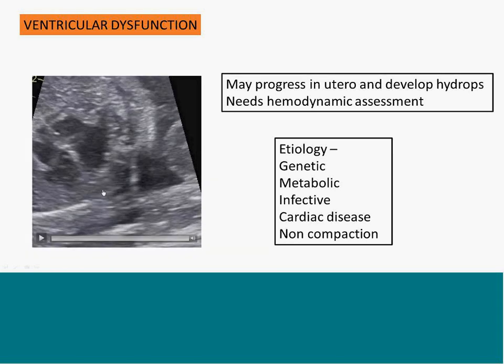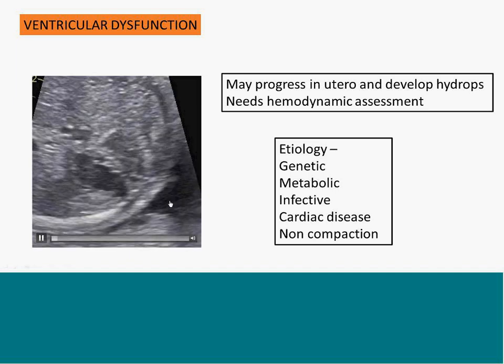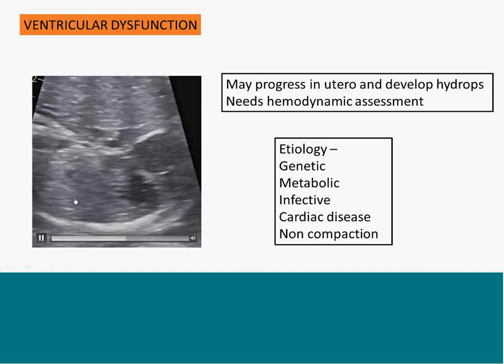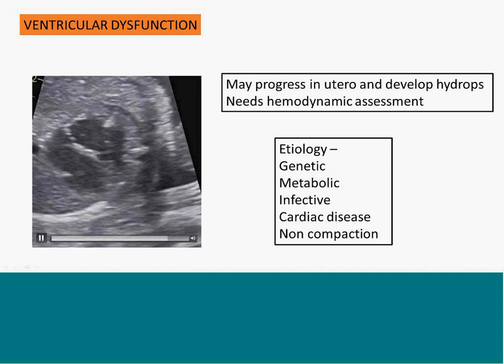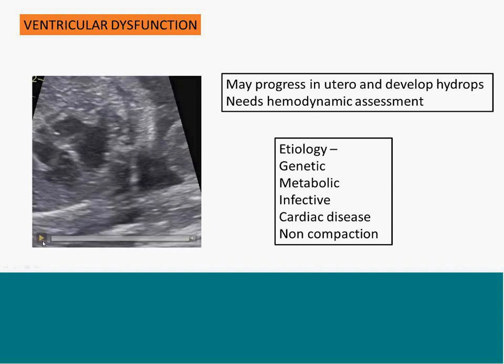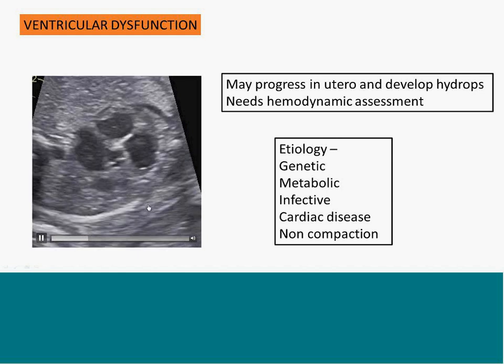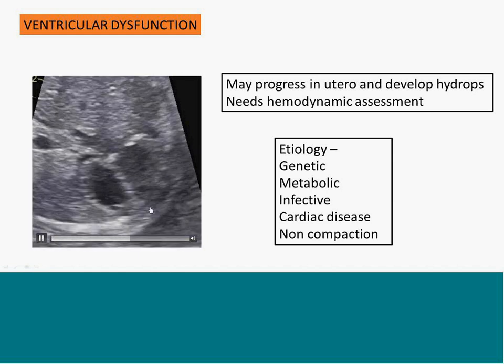So the etiology could be genetic, metabolic, infective, or even non-compaction. So in a 4-chamber view, you try to see if the ventricle looks non-compacted. At the end of it, in most of the situations where you have biventricular dysfunction, which is not associated with a structural problem, you may end up with no understanding about the etiology in fetal life.